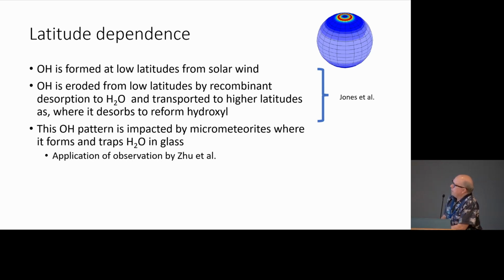What we've added, or what we think is going on with the SOFIA situation, is that the OH pattern from the Jones paper is impacted by micrometeorites, where it forms and traps H2O in glass, and this is an application of the observation by Zhu et al. That micrometeorite impact simulation can form water vapor, and we're claiming that that could also sequester H2O in glass.